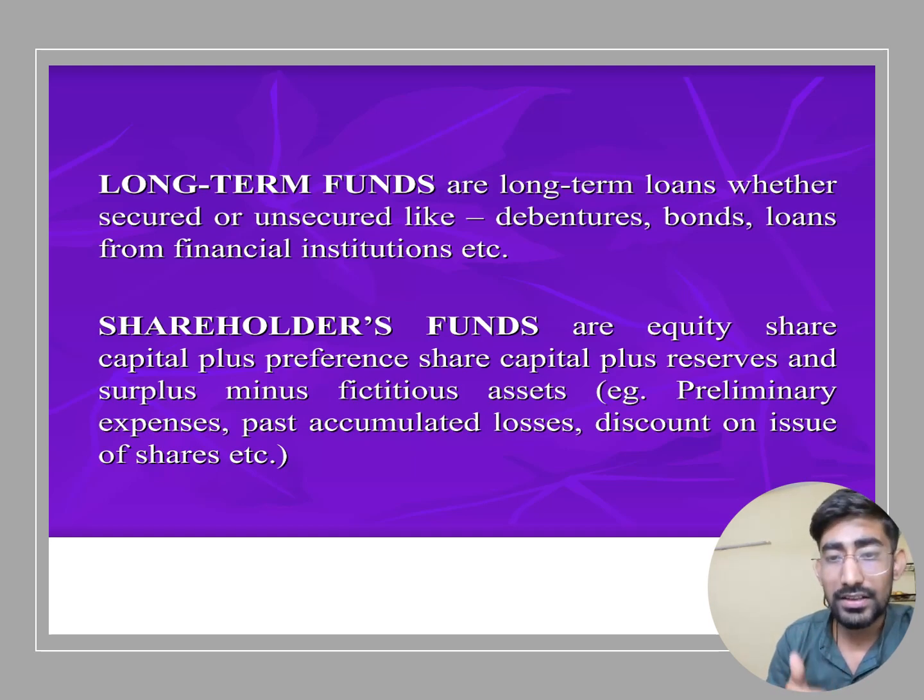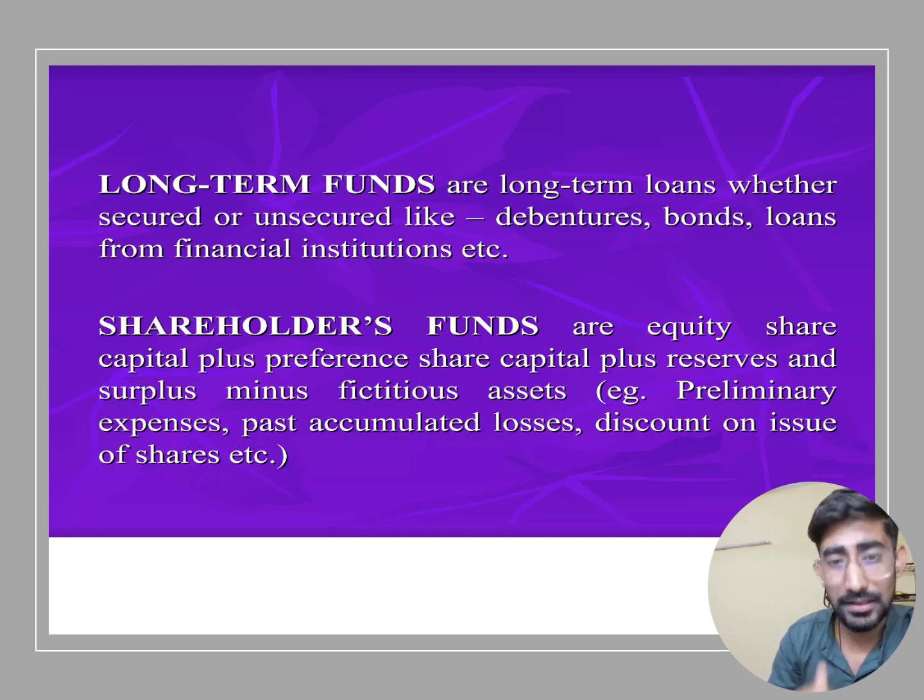While there is a preliminary expenses of 20,000. That means that is a fictitious asset. So we will deduct that 20,000 from our total of 3,50,000. So that comes up to 3,30,000. That is our shareholders fund or net worth or the proprietary fund.